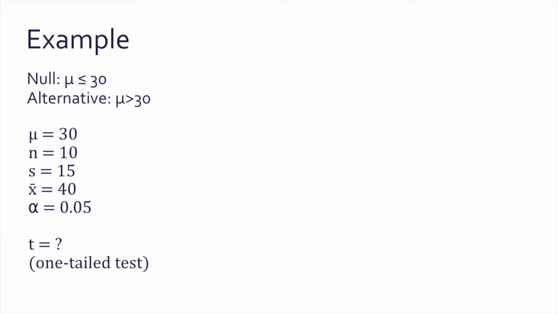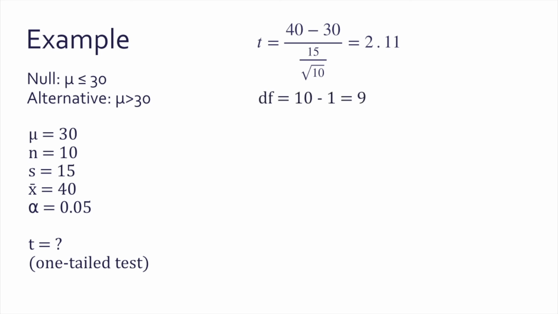So this is a one-tailed test, as you may have guessed, and we are given the task of calculating the t-score. In order to calculate the t-score, we have to go back to our formula. We subtract the population mean from our sample mean, and we divide the difference by the standard error of the mean to obtain the t-score of 2.11. And since our sample size equals 10, we have 9 degrees of freedom.